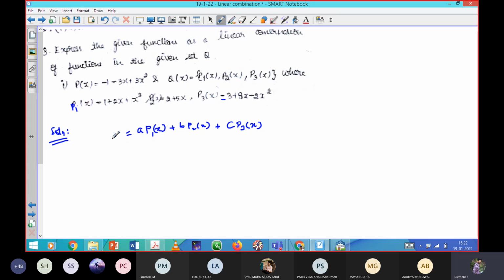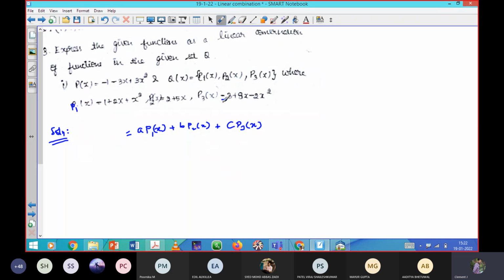Okay. So any guess about the left hand side part? Q is the collection set which has all the P1, P2, P3 polynomials. Can you please guess the left hand side? What is the left hand side? Any prediction? P of x, sir. P of x, that's it.